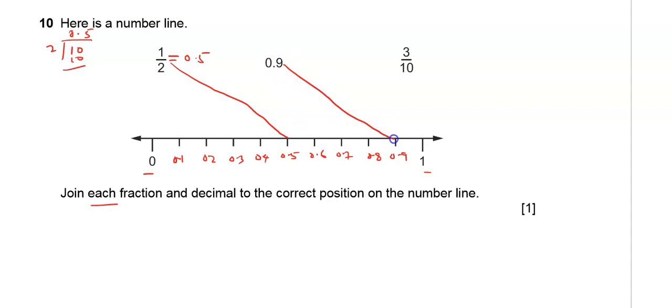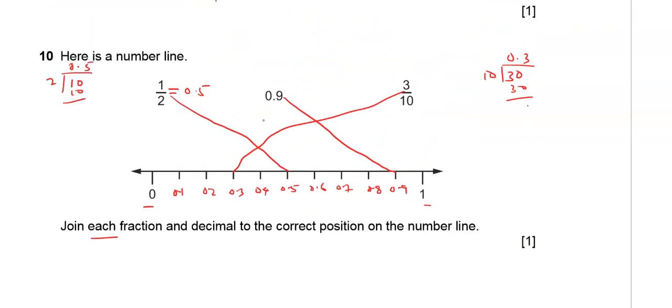0.9, of course, is there. And 3 divided by 10. 10 is greater than 3, so we put a 0 and a decimal. Then we add a 0. What number do we multiply 10 by to get 30? That number is 3. So 3 divided by 10 gives us the point on the number line.